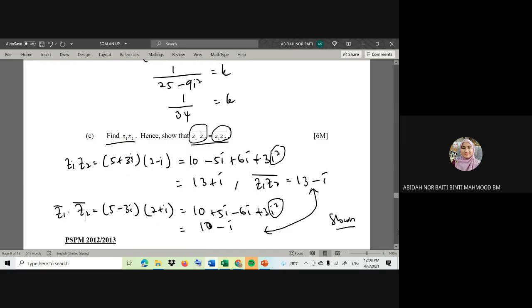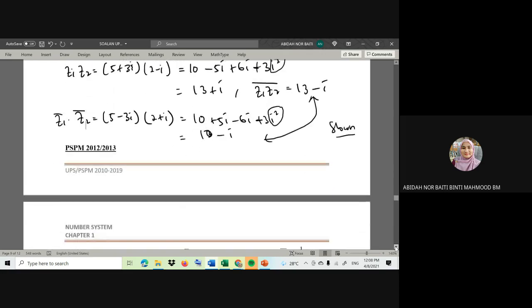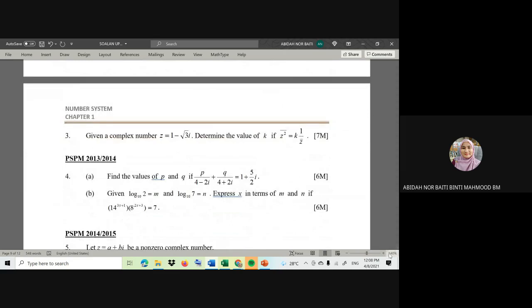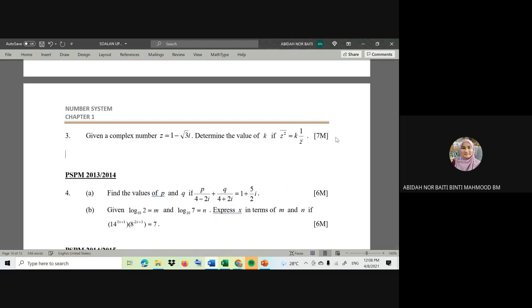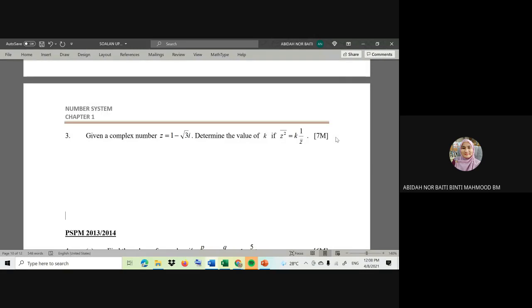Okay, itu sahaja. Okay, now number 3. Number 3 ni pun sama lah ya, macam tadi lah. Dia nak K, determine the value of K. Let K as your subject lah, terus saja. K equal, so kita cross saja, Z bar times Z2 bar. Okay, boleh? Number 3 ni boleh buat tak? Boleh, madam. Nombor 3 boleh.